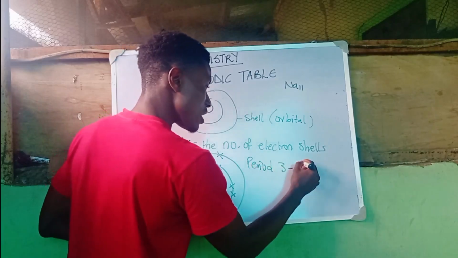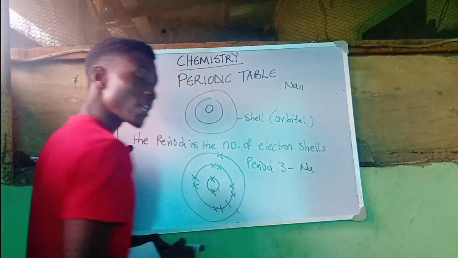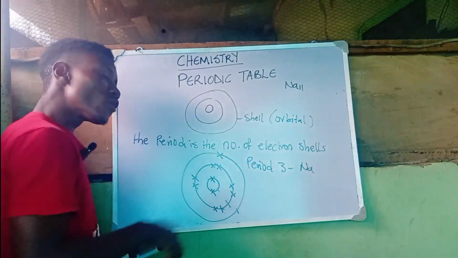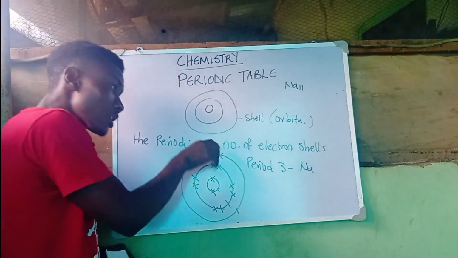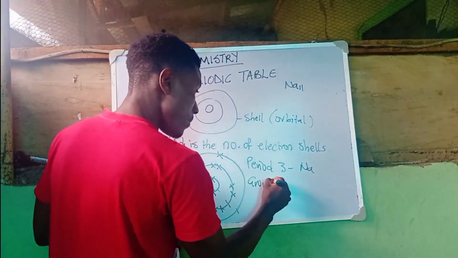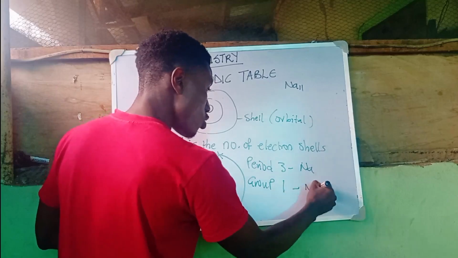Sodium is in period 3, right? So that is just how it is. And if sodium is in period 3, sodium is going to be in group 1. So sodium is in period 3 and in group 1.